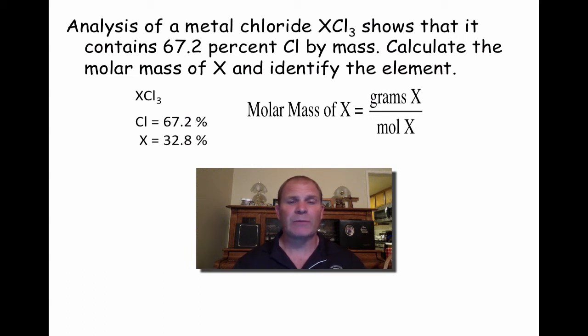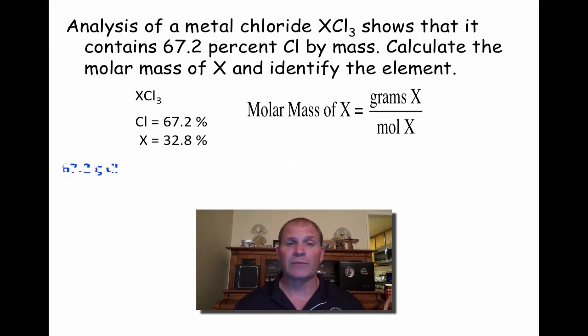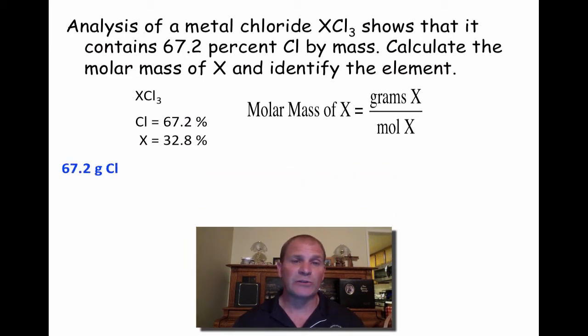First of all, remember what we said with percent composition: we're assuming 100% equals 100 grams. So we have 67.2 grams of my chloride. Now to get from mass to moles, we use molar mass, and we get that from the periodic table. So we look up chloride, and it weighs in at 35.45 grams per every mole. I put moles over grams, not grams over moles, for one reason, and that's so my grams actually cancel out.